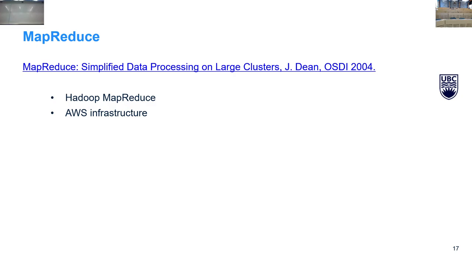MapReduce is a paper from 2004. The operating systems design and, gosh, I don't even know what the I stands for, but whatever.